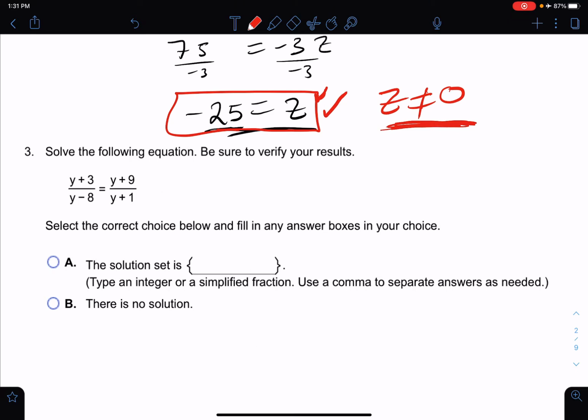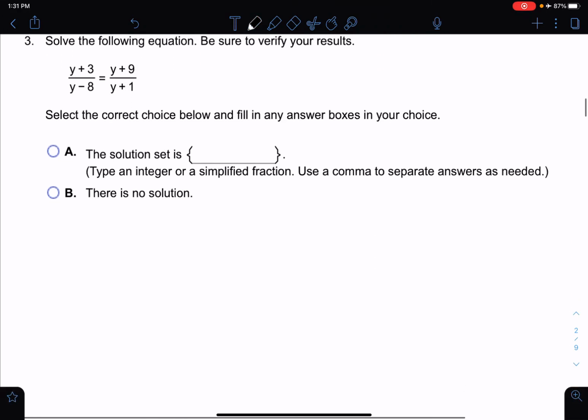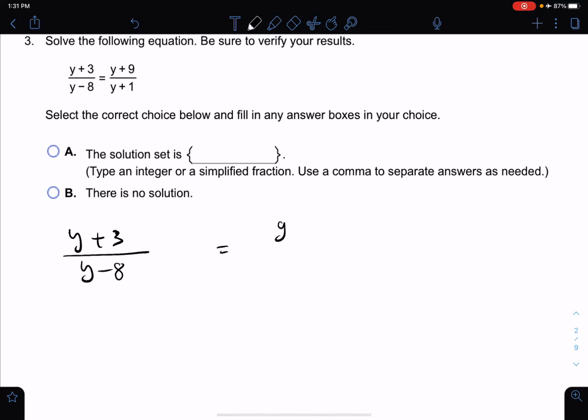And like I said, technically you could cross multiply and do it that old way that we saw from probably junior high even. But we're going to just continue with this idea of clearing the fractions by multiplying by the LCD because it does work in all situations. So let me rewrite this so I have a little more space to operate. Let's write this as y plus 3 over y minus 8 equals y plus 9 over y plus 1.